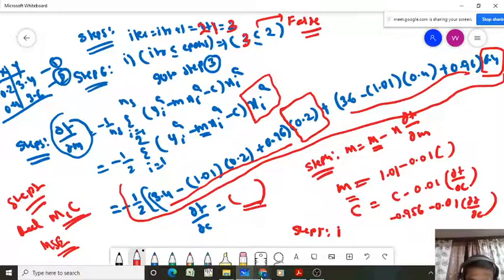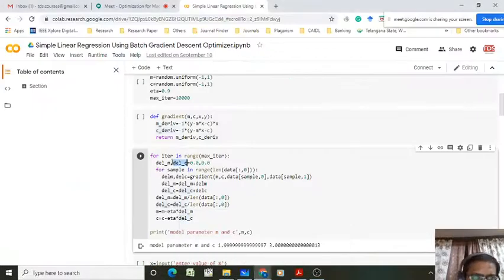So what I am doing here is, initially I take dou f by dou m and dou f by dou c equal to 0, the gradient of the function with respect to m and with respect to c equal to 0. Now I am passing all the samples. For sample in range of total number, this is the length of data, colon comma 0, it reflects the total number of samples available in the data set.